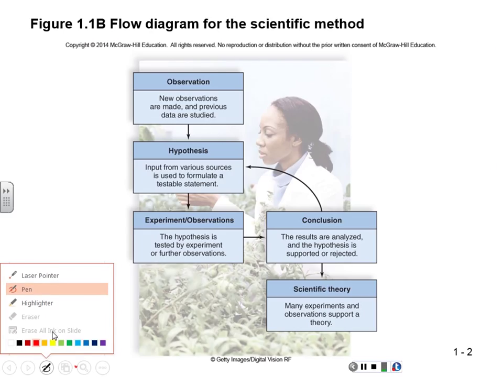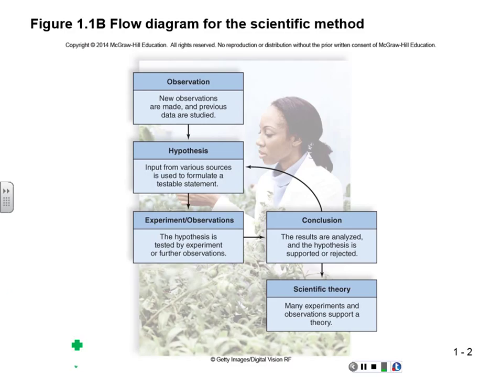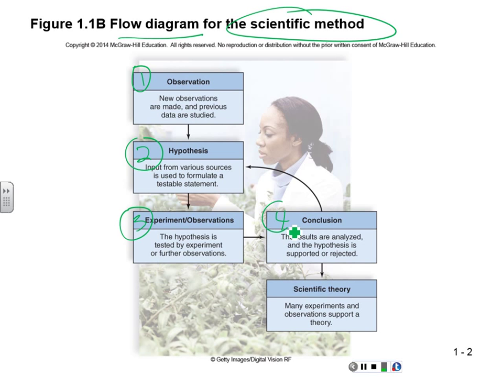So here, make sure the pen's on the color that I want. Let's do green. So they're saying the flow diagram for scientific method. First, you have an observation. You see something. Two, you come up with a hypothesis or a reason. Then you develop an experiment, and hopefully you come up with a conclusion.